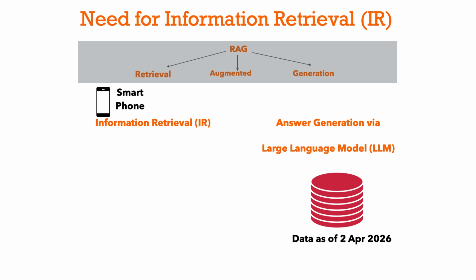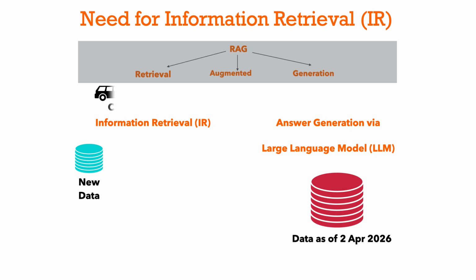Let's say you have a smartphone, which is a powerful device, but you will need it to access the internet to get real-time information. Similarly, for an LLM, we sometimes need to give it real-time new data for it to provide accurate answers to your queries.